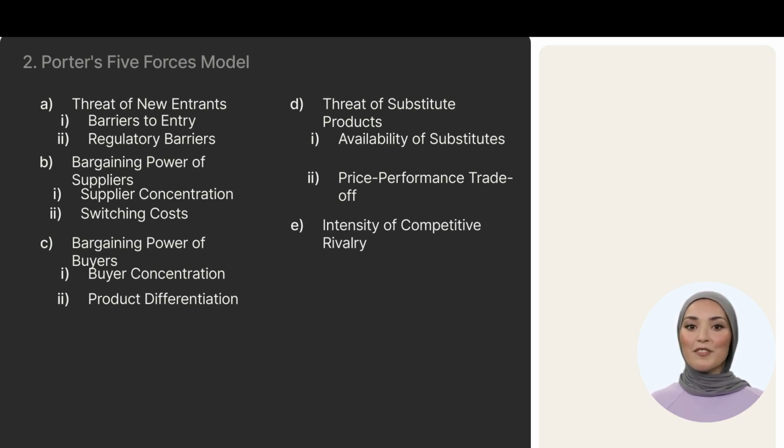Intensity of competitive rivalry. Industry growth. Slow industry growth can increase competition as firms fight for market share. Competitive landscape. High levels of competition, such as numerous players or aggressive pricing strategies, intensify rivalry.